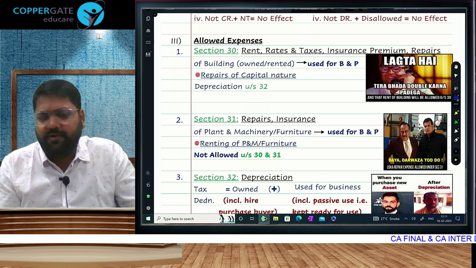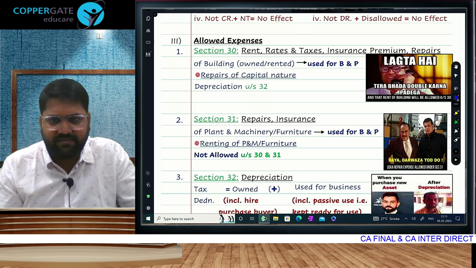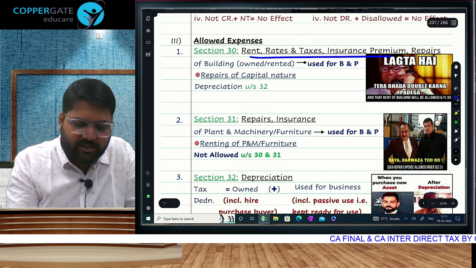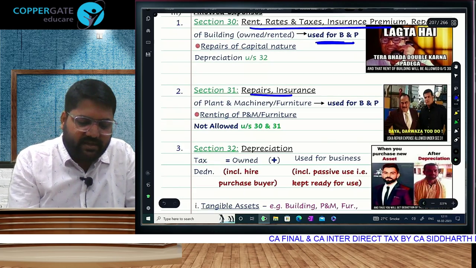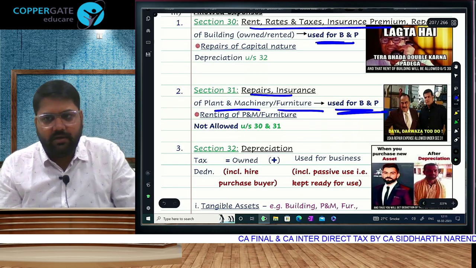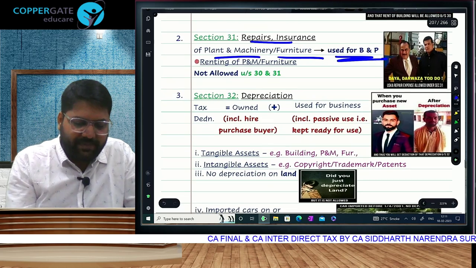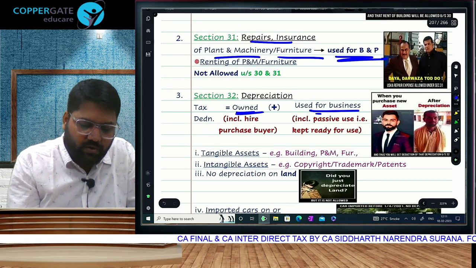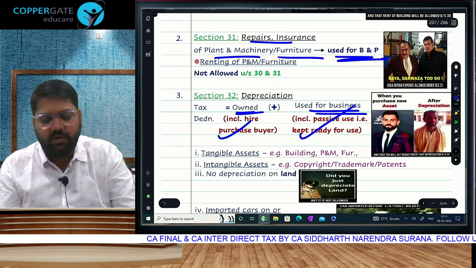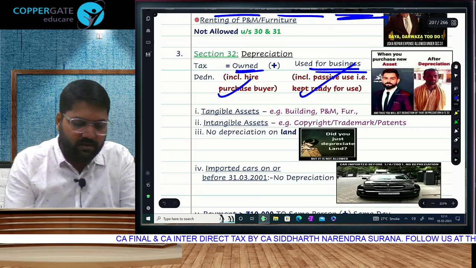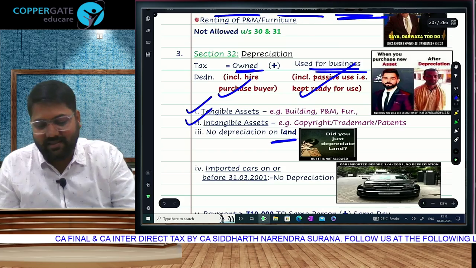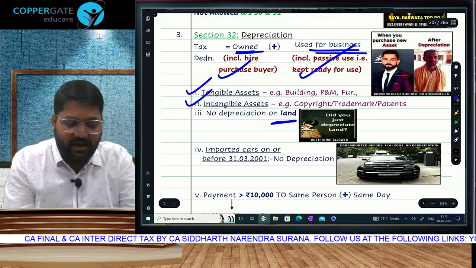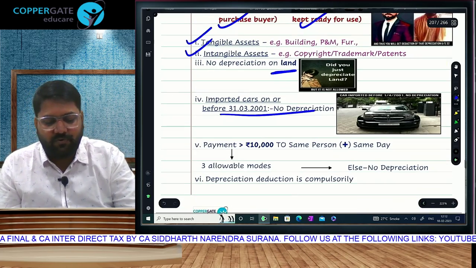Now, we talk about the allowed expenses which are given from sections 30 to 37. One, rent, rates, taxes, repairs and insurance premium of building, only one condition: used for business or profession. Repairs and insurance of plant and machinery and furniture, again, used for business or profession. Depreciation has two conditions: owned and used. Owned will include hire purchase, used will include passive use, that is, kept ready for use. Whether tangible or intangible, you will get it on all, but no depreciation on land, and no depreciation on cars imported before 2001.